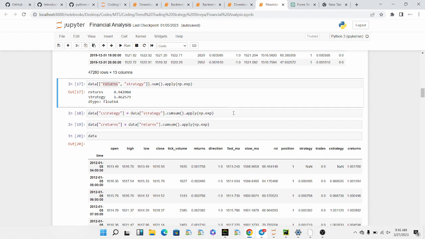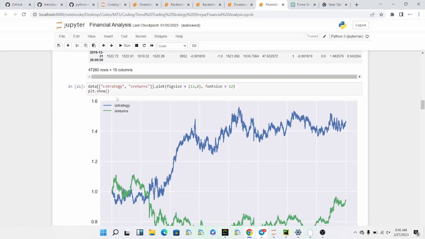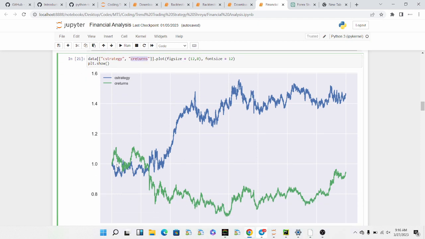All right, so we added our cumulative strategy and our cumulative returns, and we're able to plot the strategy and the returns. So you can see how our strategy performed, and you can see the default returns here.